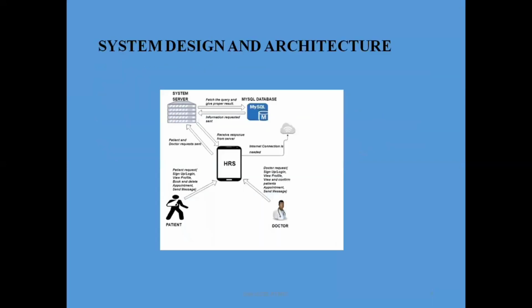System design and architecture. The following figure describes our system architecture and explains how data flows between doctors and patients. In the HRS application, communication is done through a web server and the Android system. The web server stores the patients' and doctors' entries in a database hosted on the web server, which can be retrieved when requested by the user.